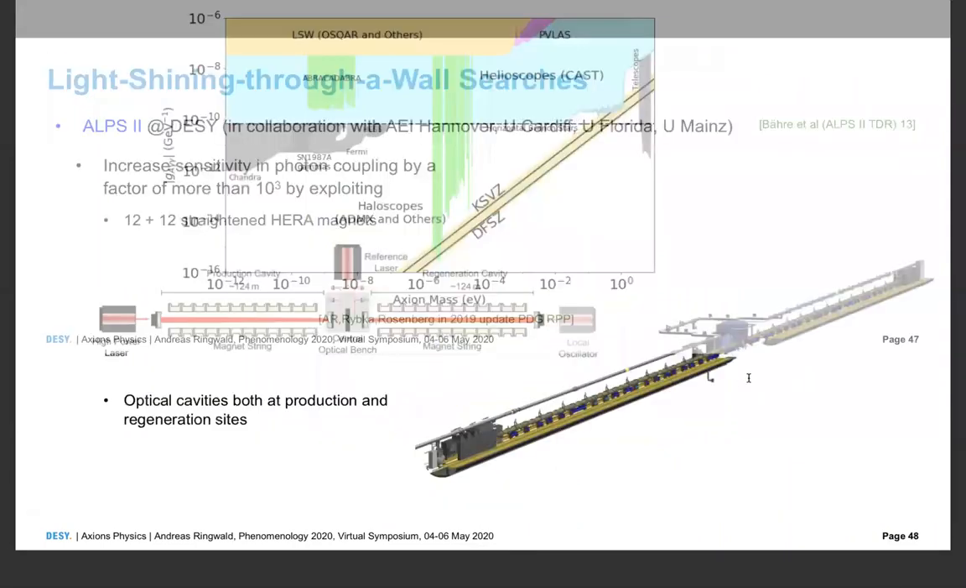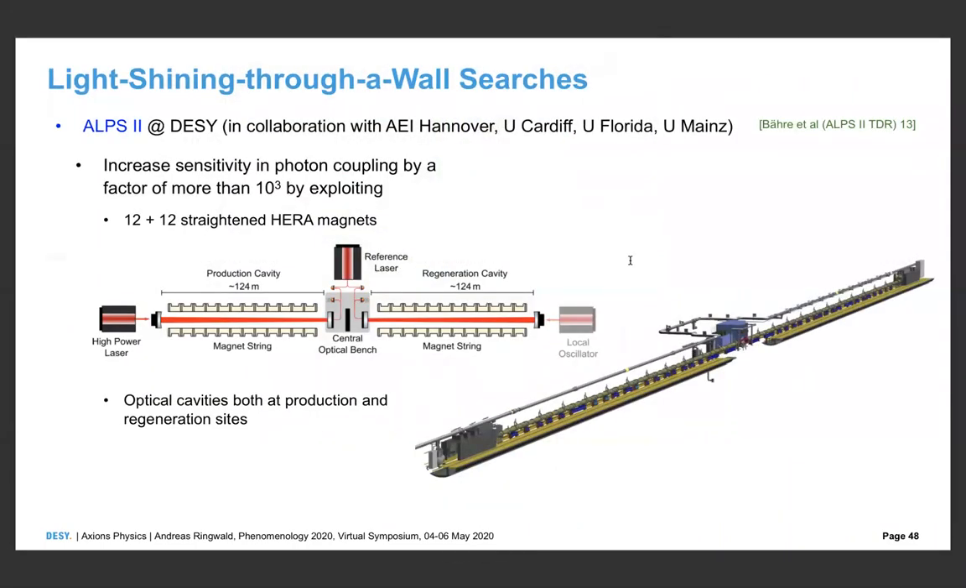And now at the moment, as we speak, the successor of this experiment is being built at DESY. It's called ALPS-2, which will increase the sensitivity in photon coupling by a factor of more than 10^3 by exploiting 12+12 straightened HERA magnets and optical cavities both at production and regeneration sites.